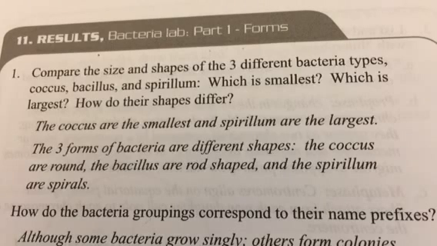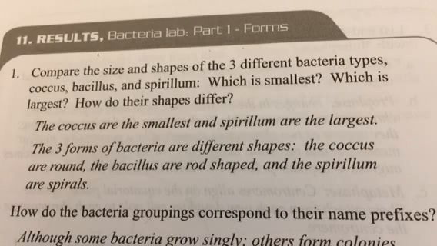Well, our answer key says that the Coccus are the smallest and the Spirillum are the largest, although they were pretty darn small on our samples, weren't they? They were all pretty small. And the 3 forms of bacteria are named for their shape, so they all have different shapes. The Coccus being round or cylindrical, the Bacillus being rod-shaped or straight, and then the Spirillum being little spirals.